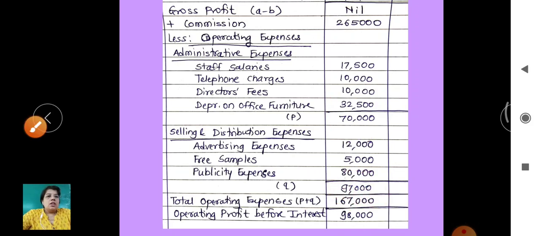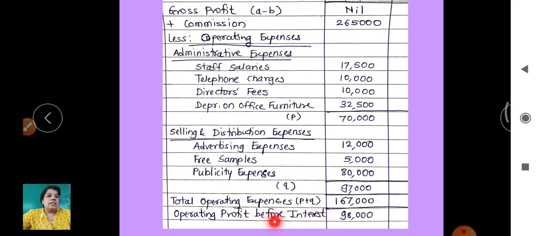1,67,000. Now these operating expenses will be deducted from this total. Here the total is not written again because a single amount is there. So from 2,60,000 we are going to deduct this 1,67,000, and the remaining figure is your operating profit before interest. So operating profit before interest is 98,000.